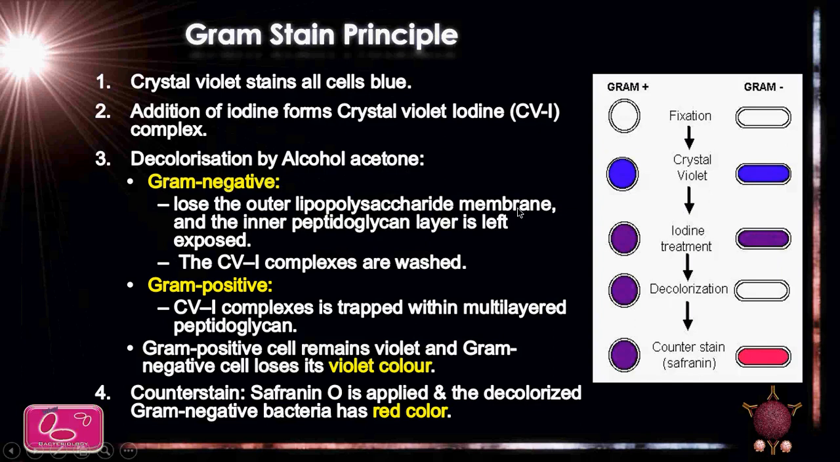Okay? How can we test this stiffness of the binding or the fixation? By adding alcohol acetone. Gram positive still will not be decolorized. The gram negative will be decolorized. Then a counter stain known as safranin O, so it's red. That's why the non-stained gram negative are red, and the gram positive are still blue or violet.